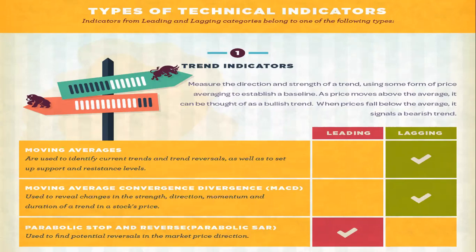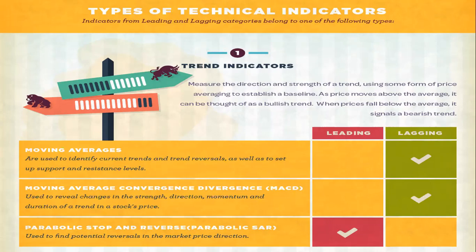As price moves above the average, it can be thought of as a bullish trend. When prices fall below the average, it signals a bearish trend. So trend indicators measure the direction and strength of a trend using some form of price averaging to establish a baseline.